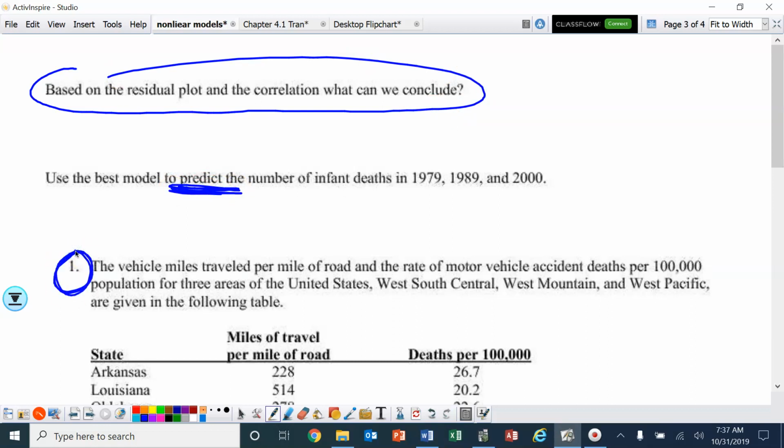The vehicle miles traveled per mile of road and the rate of motor vehicle accident deaths per 100,000 population for 3 areas of the United States: West South Central, West Mountain, and West Pacific, are given in the following table. So go through that same process. Okay, and this is the only assignment you need to do for chapter 4.1 because I took that book assignment off. All right. Later.